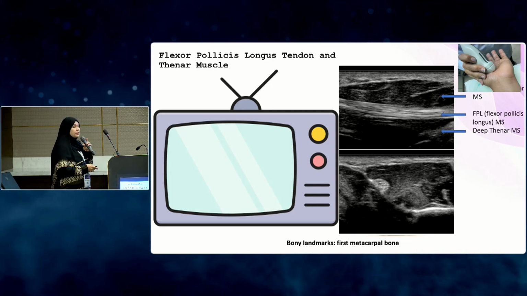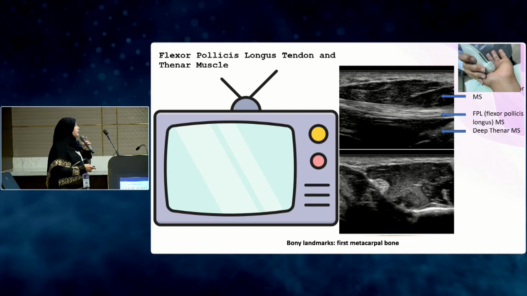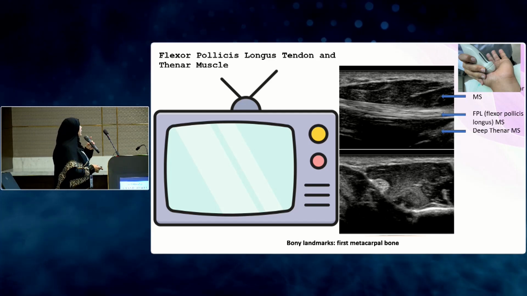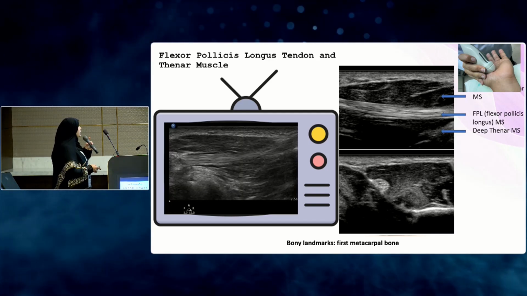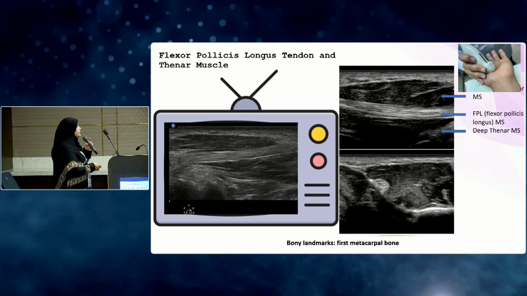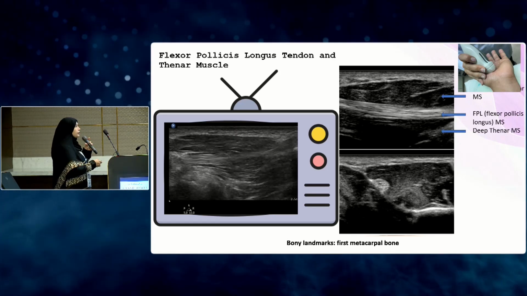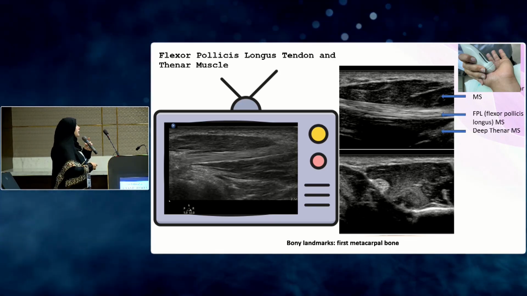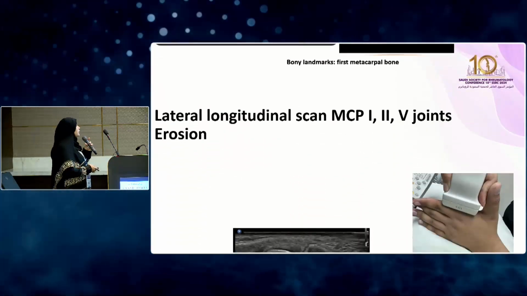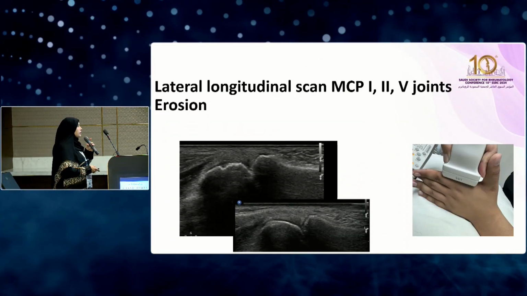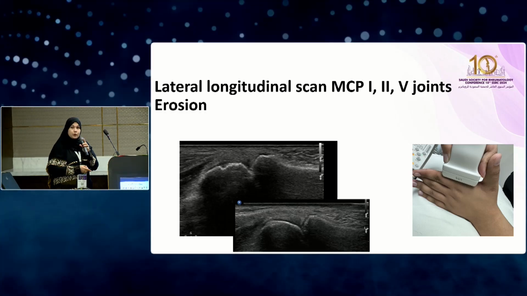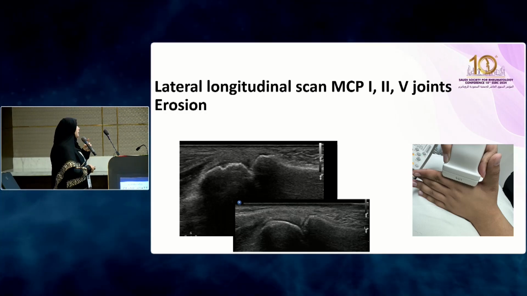Another important site to be scanned is the thenar muscles, the abductor and flexor pollicis longus. You can identify them in transverse and longitudinal scan, with the fibrillar pattern, and also by dynamic assessment. The lateral sides of the joints are important to identify erosions.